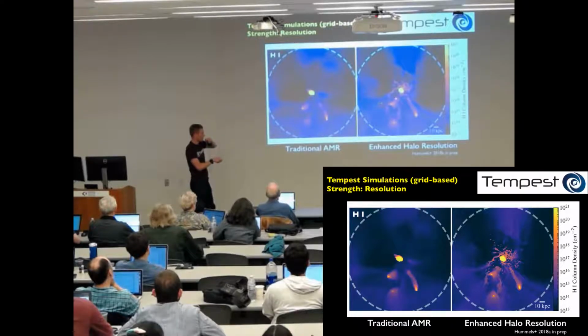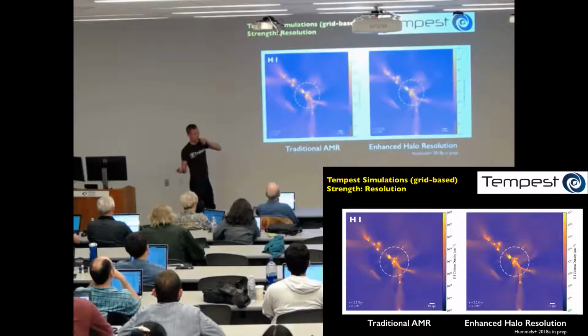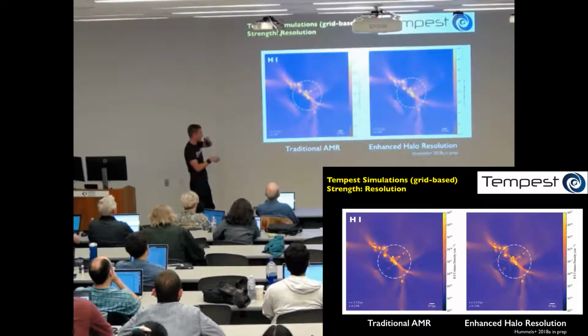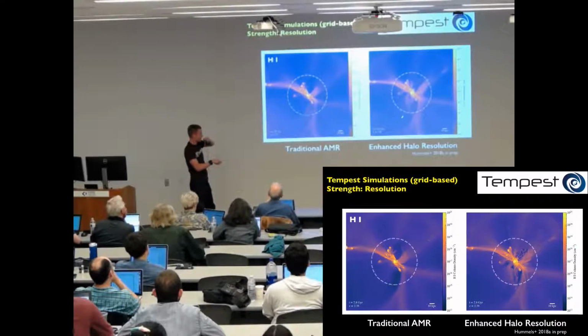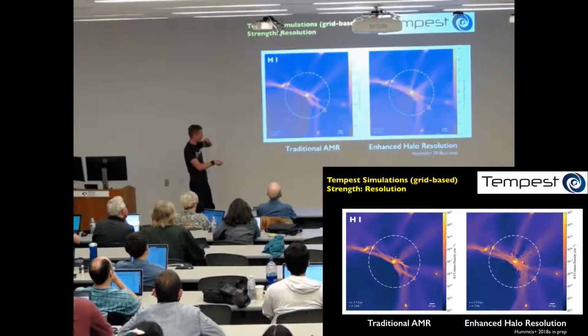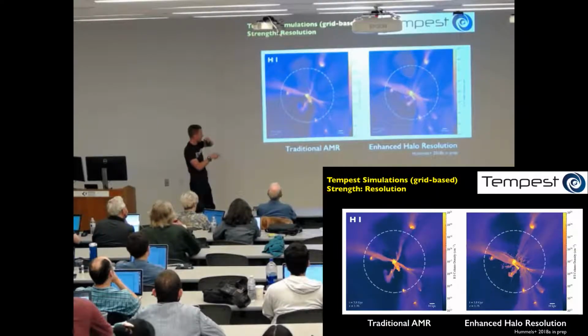So again, this is H1. You can see a lot more structure in the case where we have the enhanced halo resolution relative to a traditional AMR run. And if we follow the evolution of this in a movie, because everybody likes movies, these are the same run. This is with enhanced halo resolution. This is Redshift 2 now. It started at Redshift 3 for this movie.